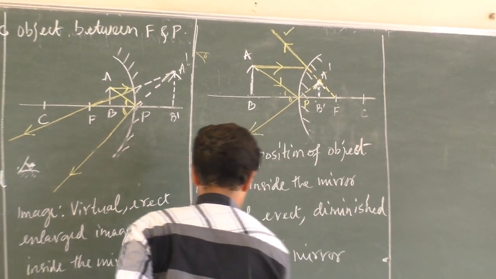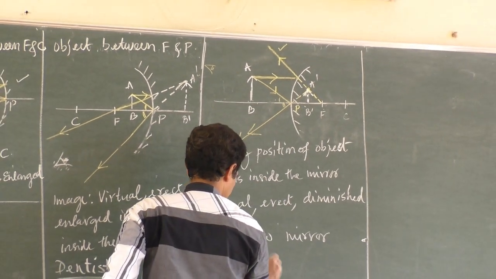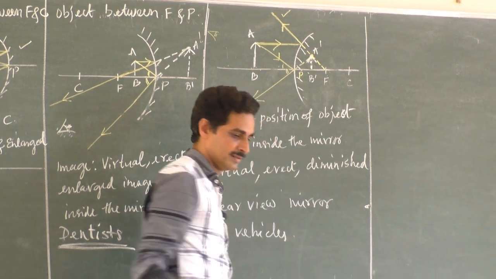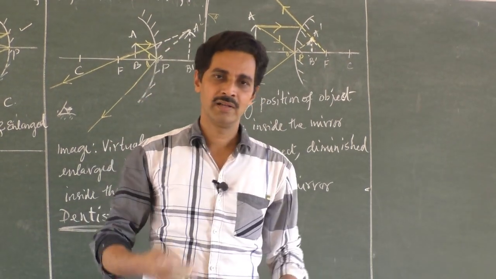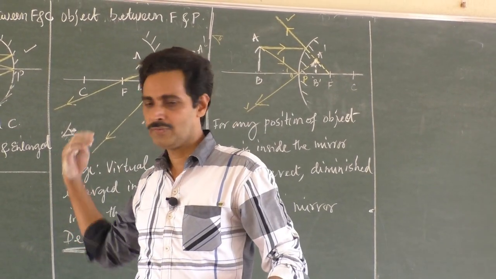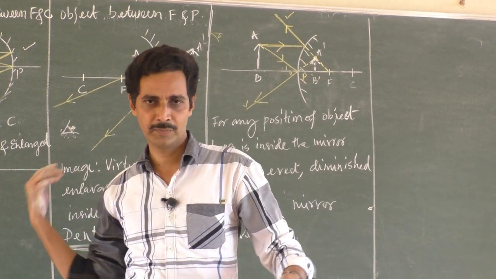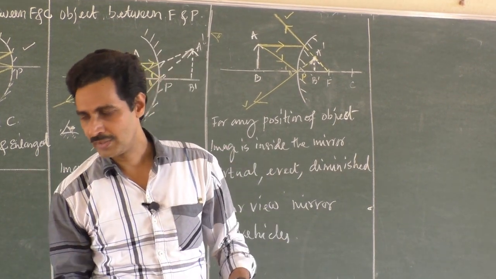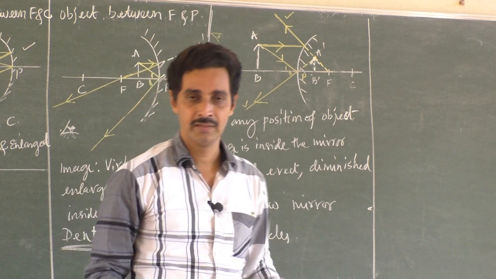Rear view mirror in vehicles. What is a rear sight? A rear sight is the one which we can't see. If you are driving a vehicle and something is coming from behind, you must be able to identify what is coming from behind because you want to give it the side.